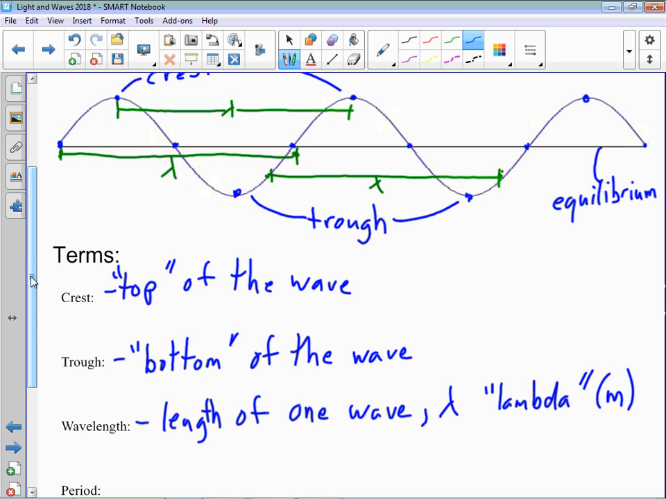Now, some wavelengths are not going to be that big. Visible light, its wavelengths will be in hundreds of nanometers. We're measuring in nanometers. You might measure the wavelength of a tsunami in tens of kilometers. So it really does depend on the type of wave that we're looking at.